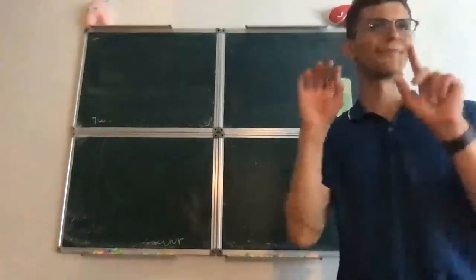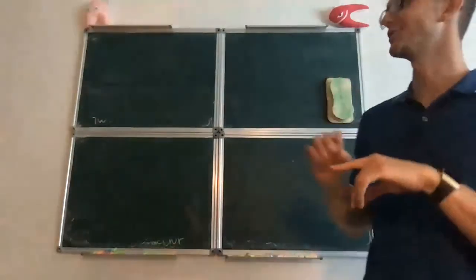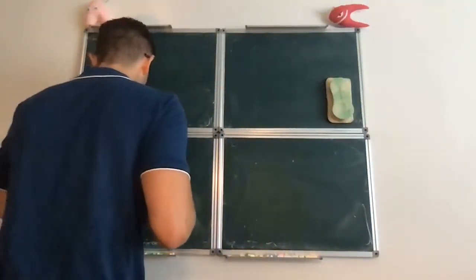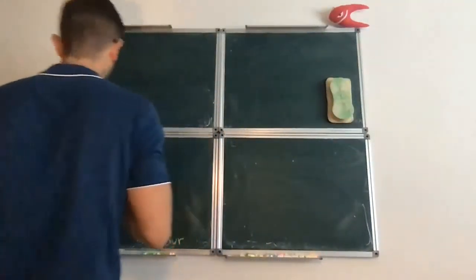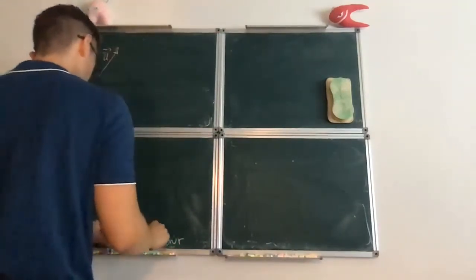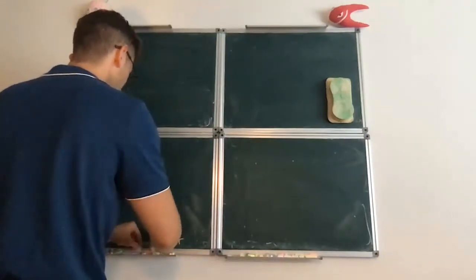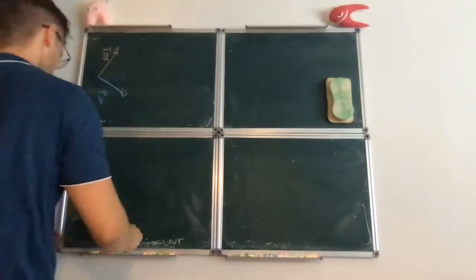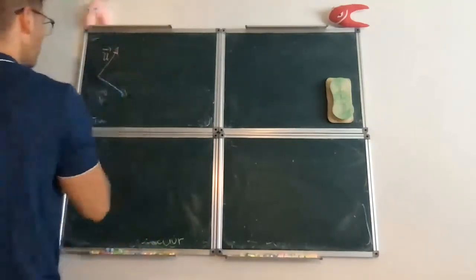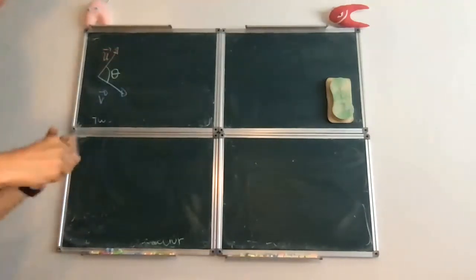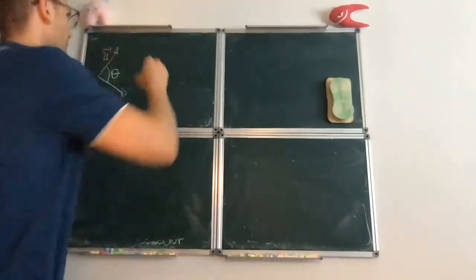Okay, another tiny technical glitch, but not too much to worry about. So if you have 2 vectors, u and v, let's see, let me use this color. There's some angle between them. You always choose the angle which is between 0 and 180 degrees.